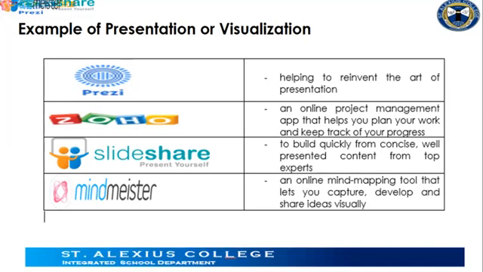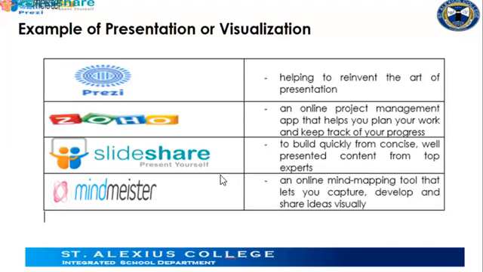When we say Zoho, it is an online project management app that helps you plan your work and keep track of your progress. The Zoho Office Suite is an Indian web-based online office suite containing word processing, spreadsheets, presentations, databases, note-taking, web conferencing, customer relationship management, project management, invoicing, and other applications. Those are the focus of the Zoho online platform.